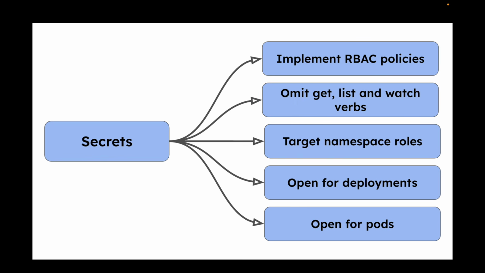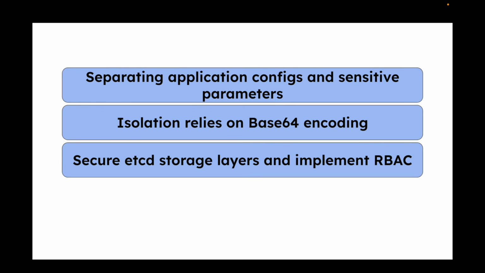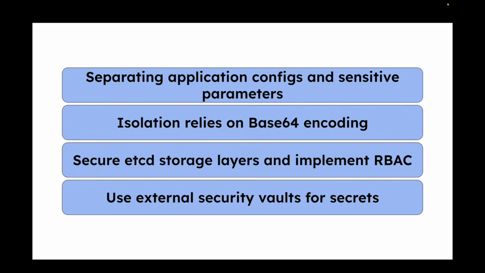So to wrap up everything, Kubernetes secrets are an excellent vehicle for separating your application runtime configs from sensitive parameters. However, always remember that their native isolation relies on base64 encoding, which offers absolutely zero encryption security on its own. Protect your production clusters by securing etcd storage layers, implementing strict RBAC configurations, and delegating secret generation tasks to external security vaults. And that brings us to the end of this session.